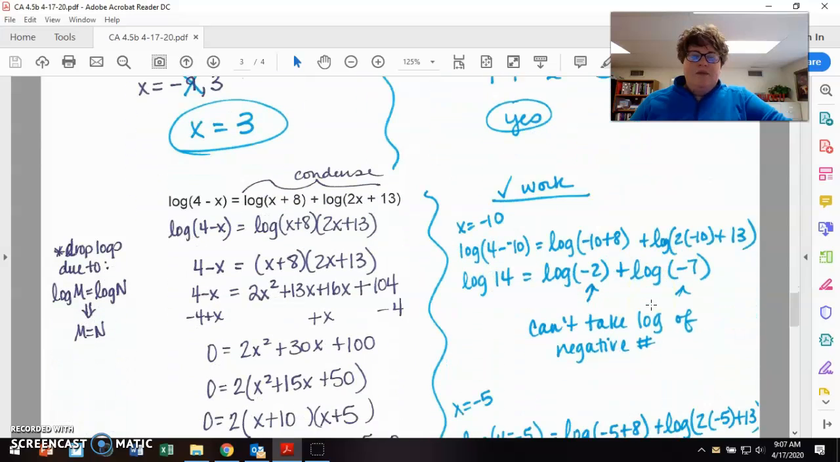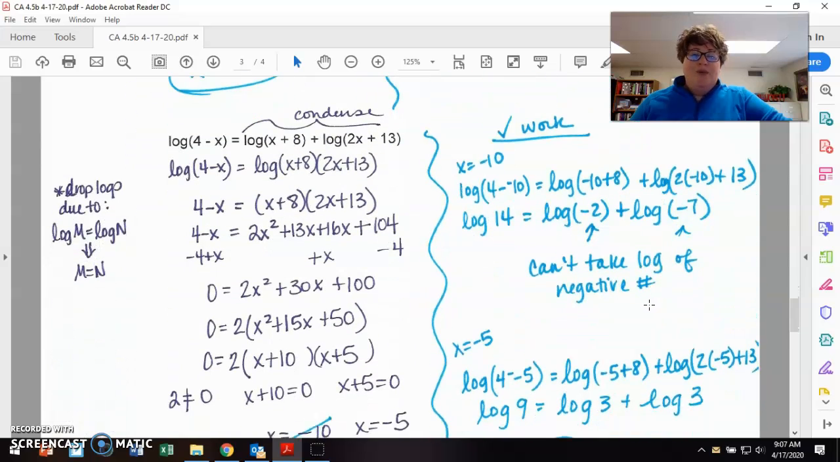The last two problems are if you have logs going on both sides. Our goal here is to use our formula that says if I have a log equal to a log, I want to drop the logs and set the inside equal to each other. But that requires a single log on one side and a single log on the other side. So here we have to condense first because of this addition sign, and then I can drop the logs. So condense first, then drop your logs, and then you're ready to solve a quadratic.